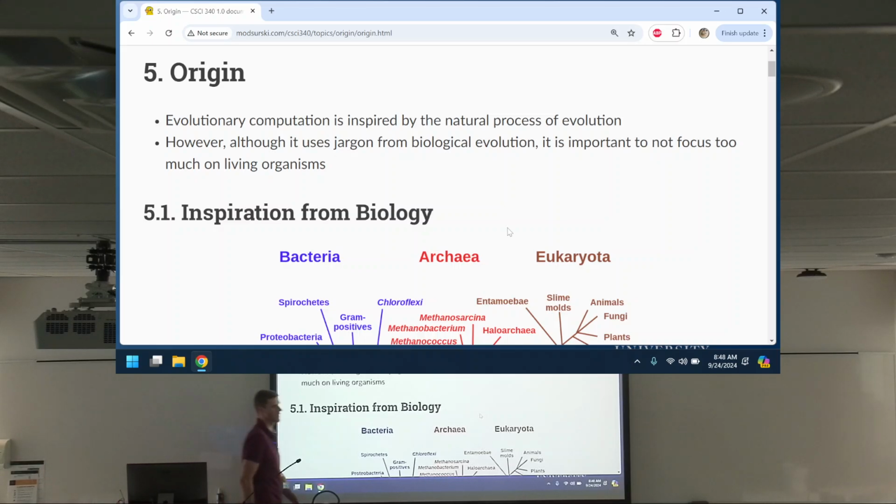So evolutionary computation is inspired by the natural process of evolution. However, we use a lot of jargon from biological evolution. It's important to not focus too much on living organisms because if you do, you're going to get lost in the weeds. This is more of an abstract comparison.